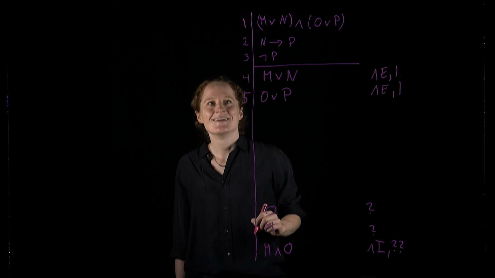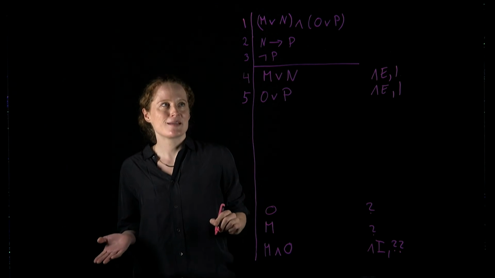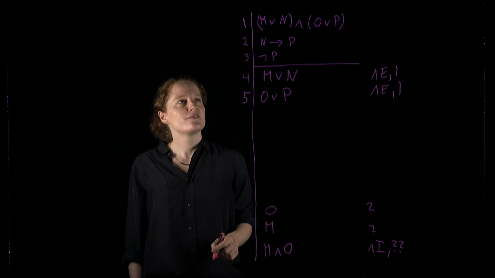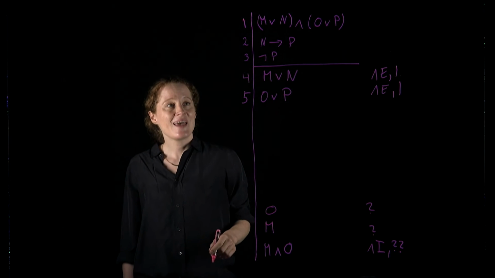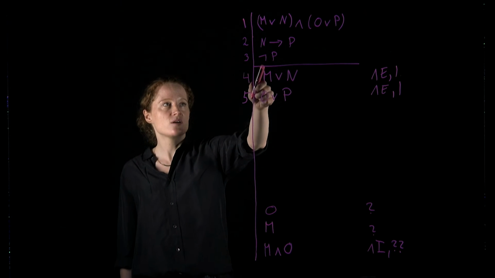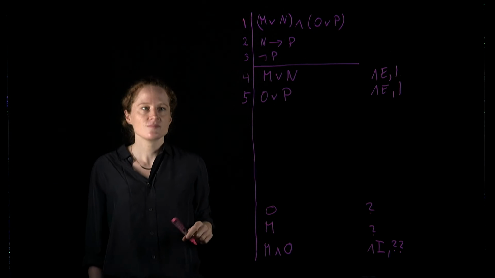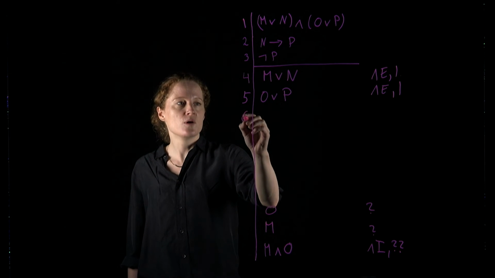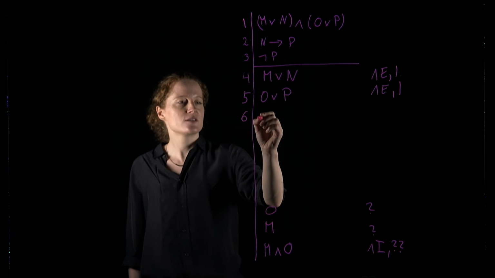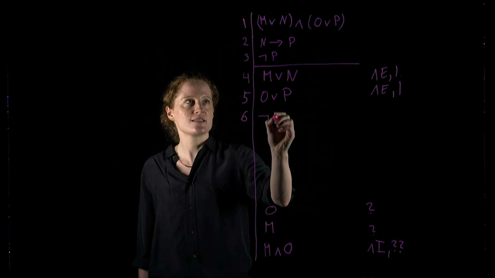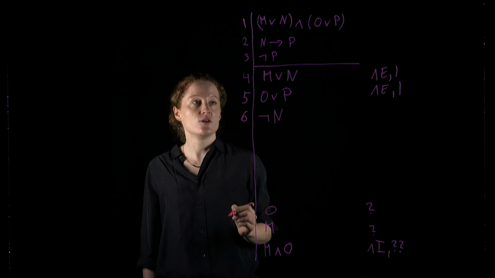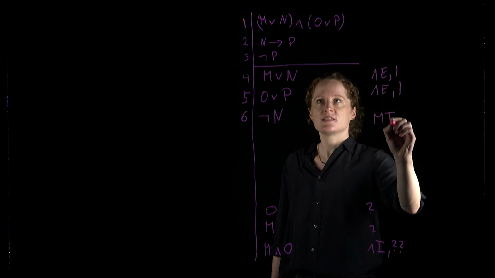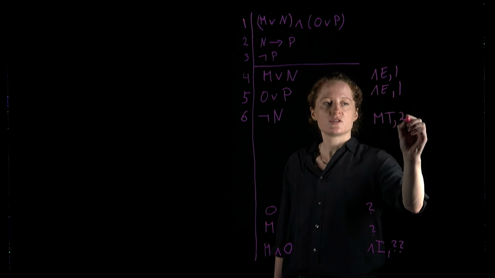Okay, let's do a little more forward planning. In lines 2 and 3, I first have a conditional, if N then P, and I have the negation of the consequent of that conditional. So I can apply the rule modus tollens in order to infer the negation of the antecedent, in this case not N. So I'm going to cite modus tollens, MT, as applied to lines 2 and 3.